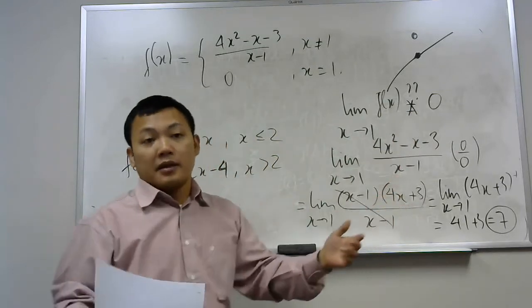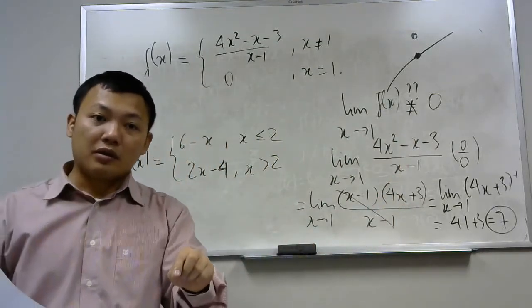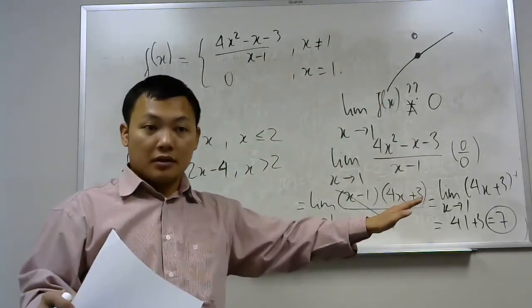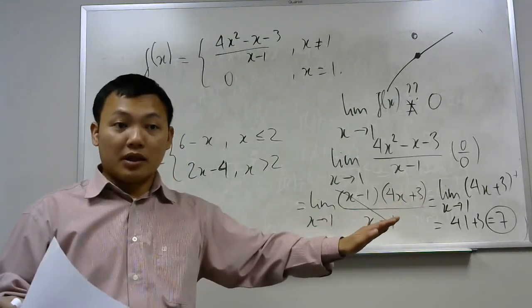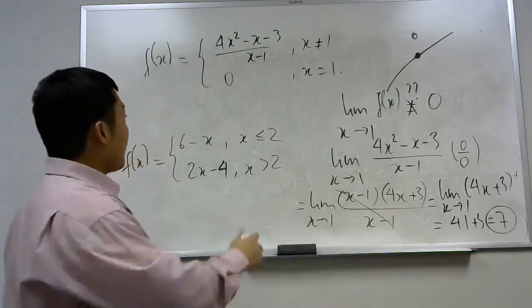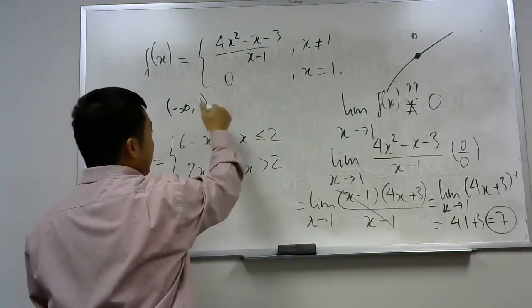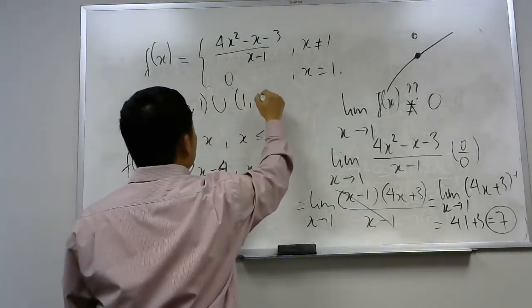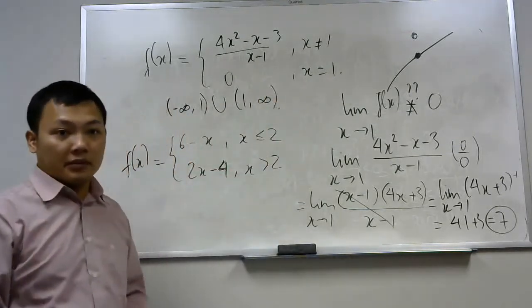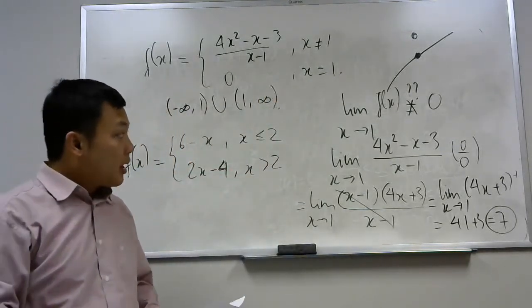Overall, the function is not continuous at 1, but continuous at any point except 1, right? So how do we write the answer? The answer would be negative infinity to 1, with 1 not included, union 1 to positive infinity. That is the answer. Okay?